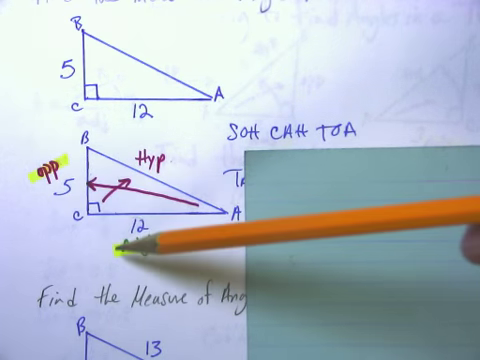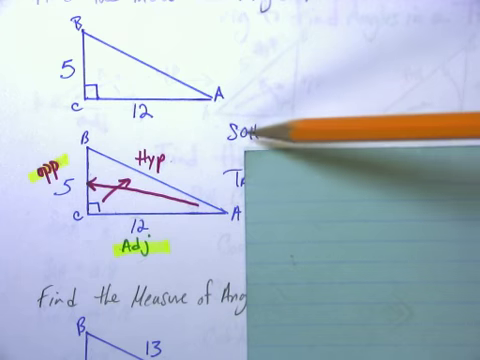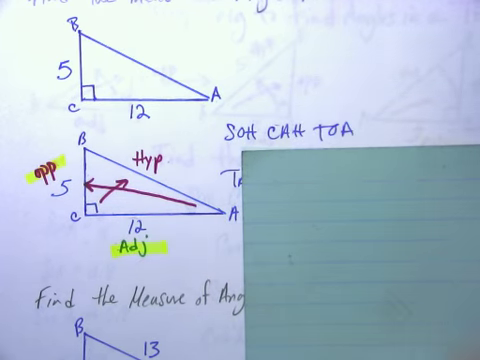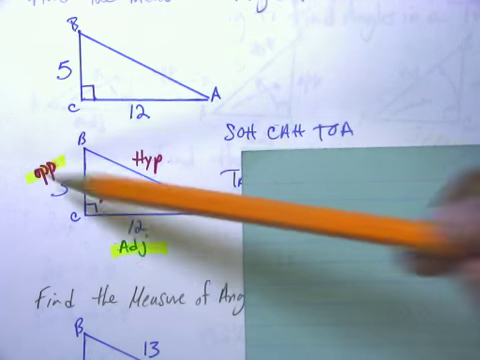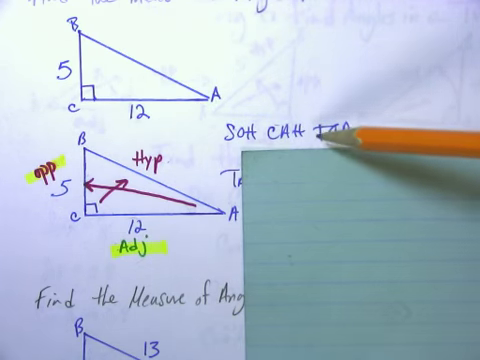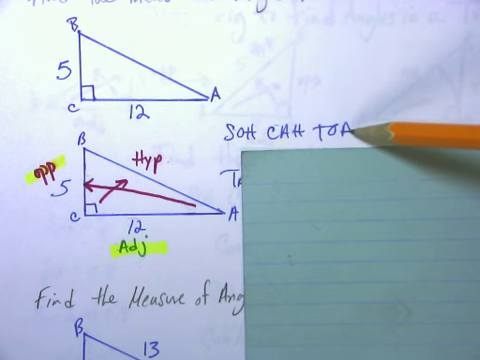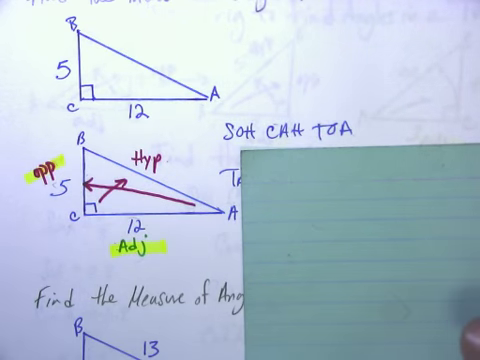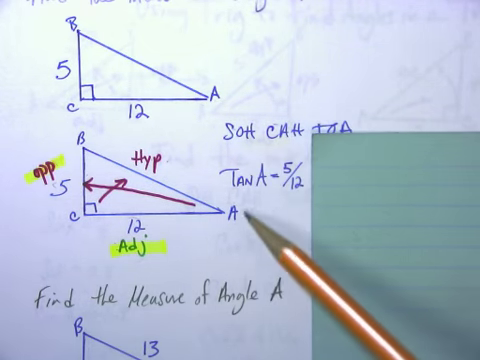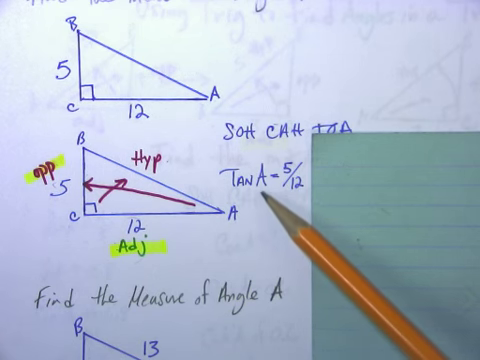So when you look here, you have an O and you have an A. Which of the three trig functions has an O and an A in SOH CAH TOA? Well, I hope that you noticed that the tangent function has the O and the A. So since they gave us the O and the A, we're going to use the tangent function. And the tangent function is equal to the opposite over the adjacent. It's going to be 5 over 12.